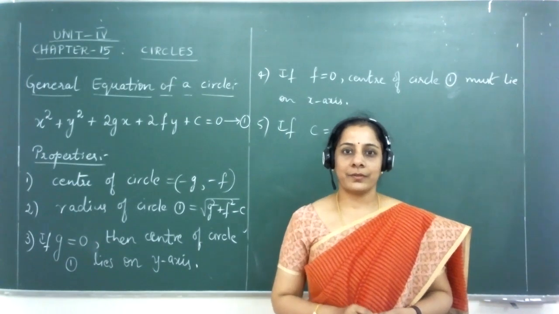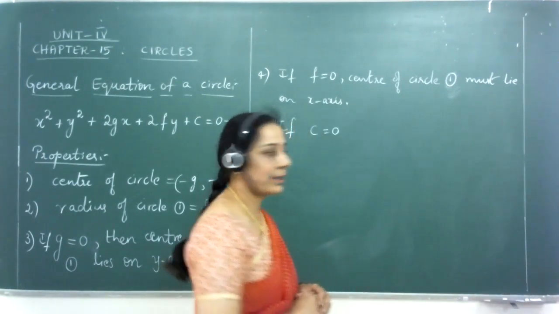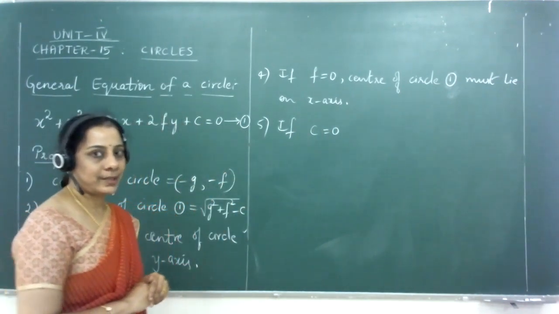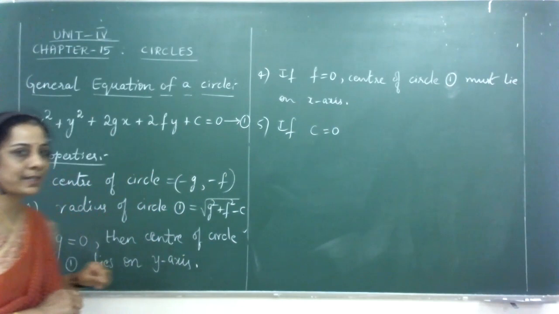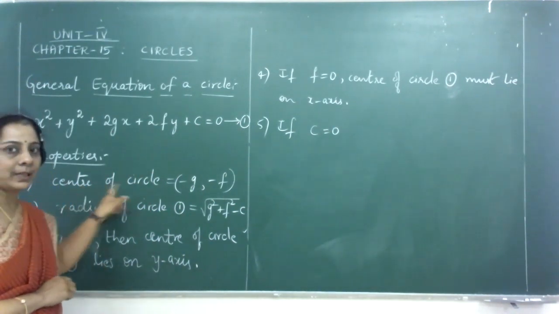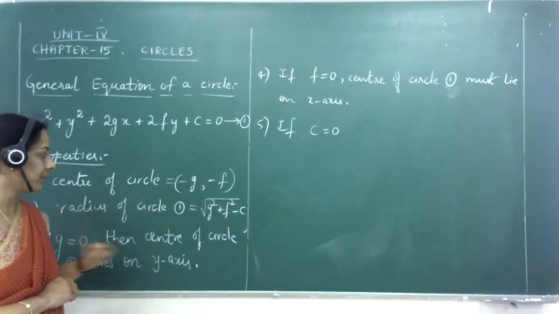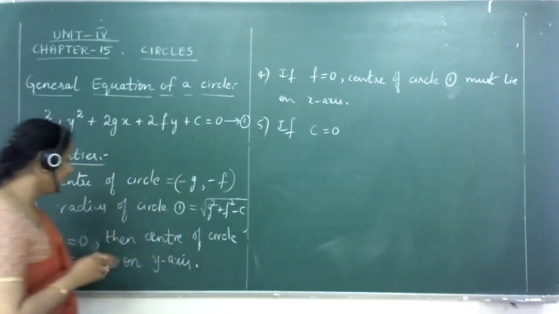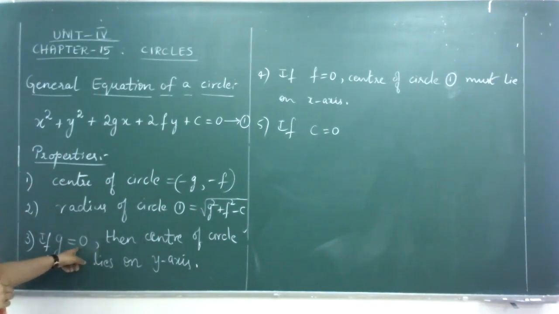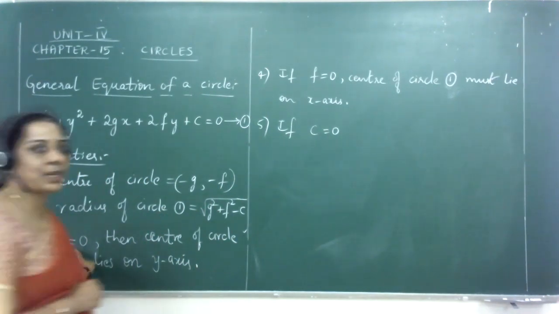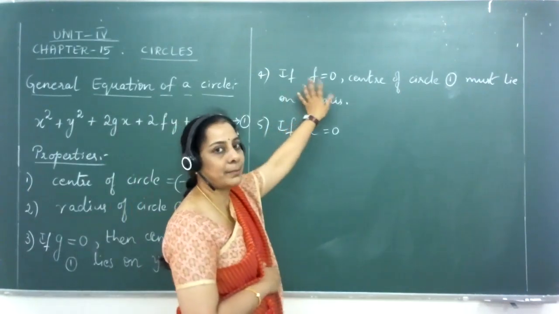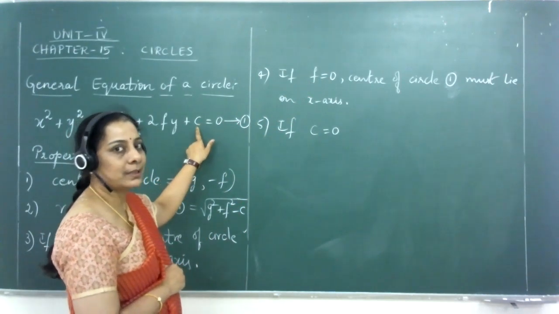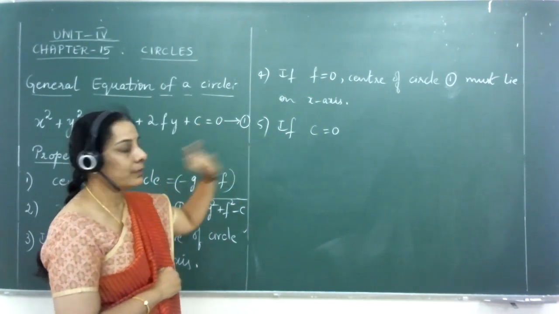Welcome to the third session of circles, where we are considering the various properties related to the general equation of a circle. In the last session, we have seen the center of circle 1 as minus g comma minus f. Radius was taken to be square root of g squared plus f squared minus c. We have looked into two important conditions: one is when g is equal to 0, and the second is when f is equal to 0. Now lastly we have the third constant here, that is c equal to 0.